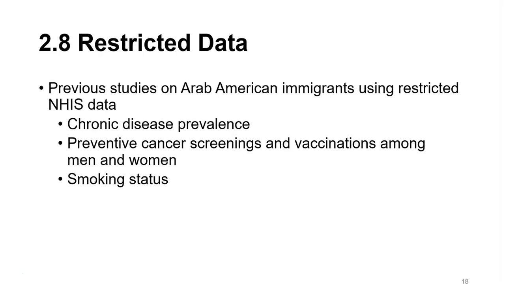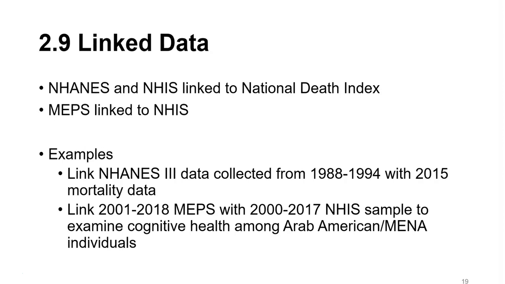So for 4 studies, we obtained access to analyze data that were restricted using the country of birth variable and created a new variable that comprised 15 countries from the Arab League of Nations that were geographically located in the Middle Eastern region. The studies evaluated chronic disease prevalence, preventive cancer screenings, and vaccinations among men and women, and smoking status.